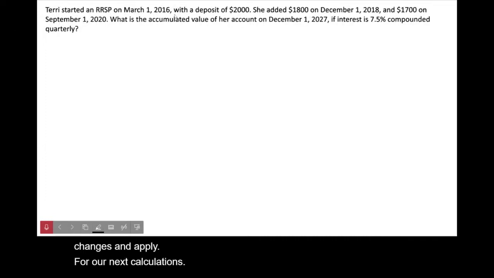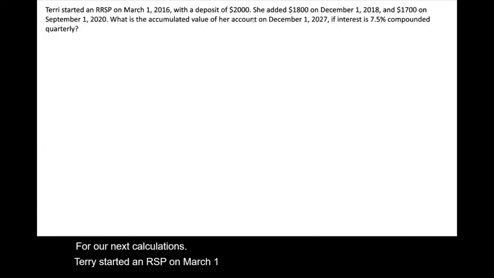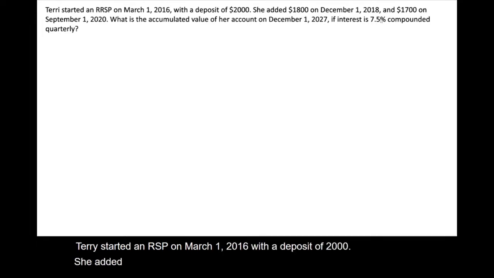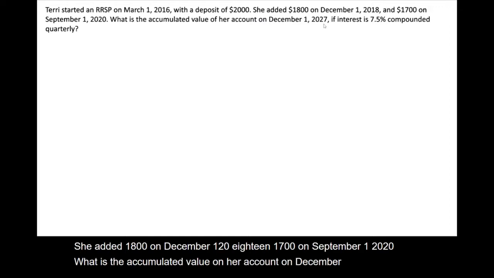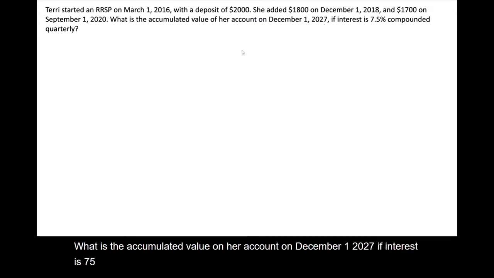Terry started an RRSP on March 1, 2016 with a deposit of $2,000. She added $1,800 on December 1, 2018, $1,700 on September 1, 2020. What is the accumulated value on her account on December 1, 2027 if interest is 7.5% compounded quarterly? Okay, guys, take 2 or 3 minutes and do it.